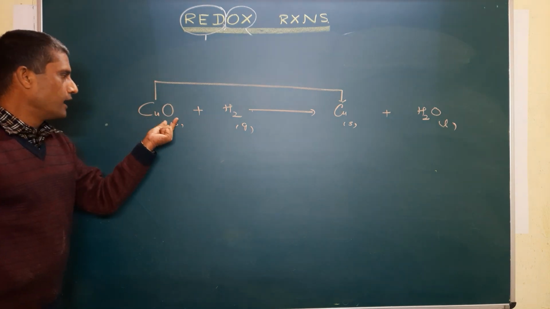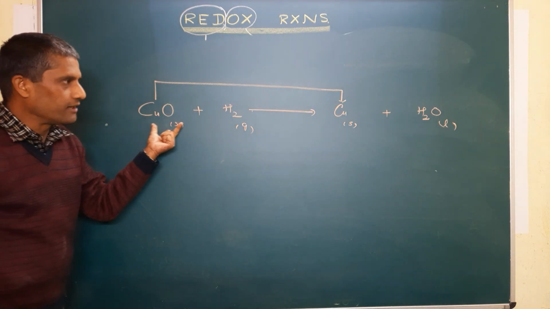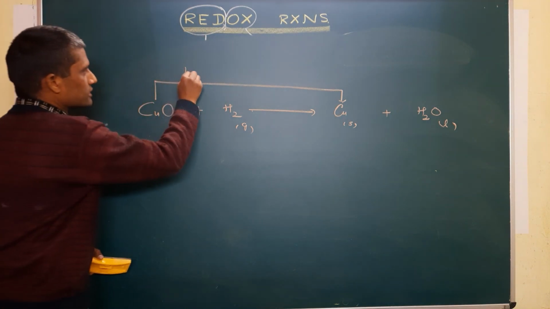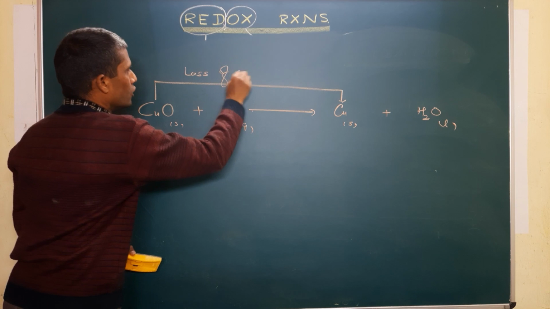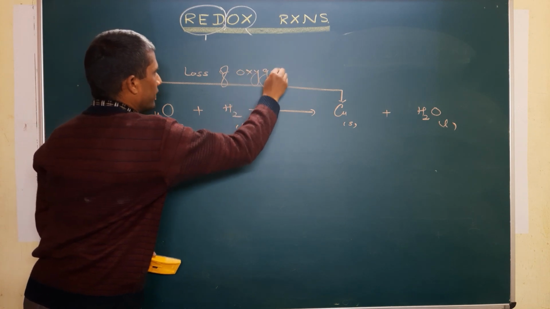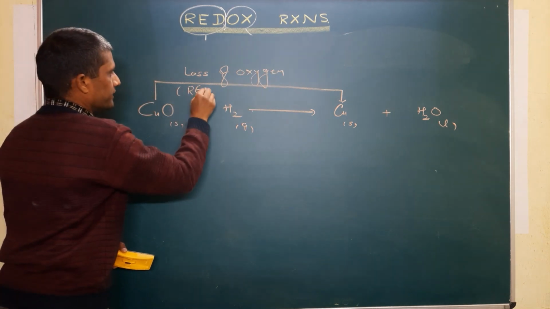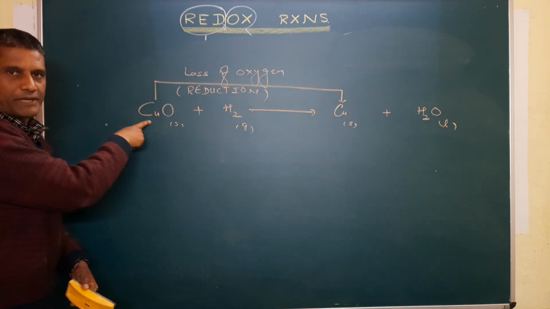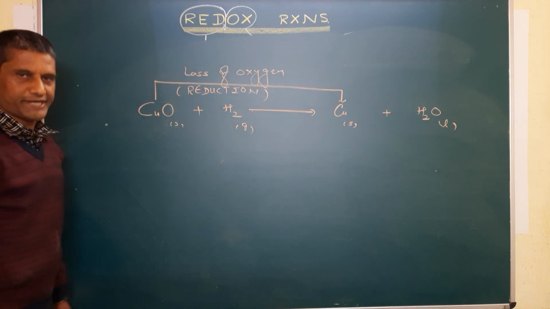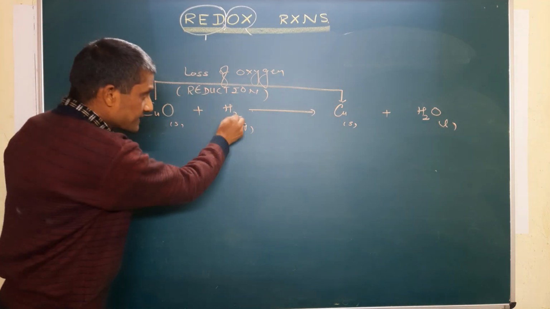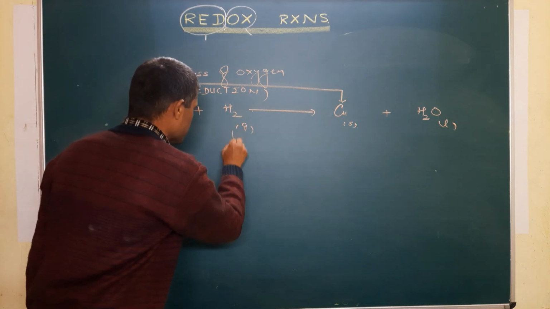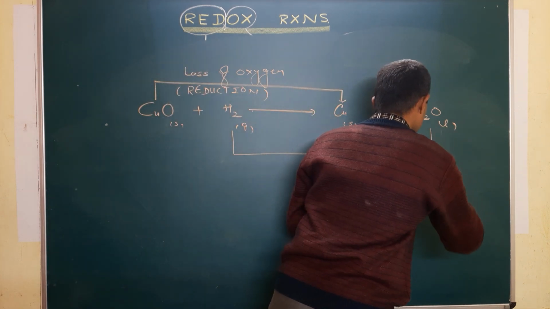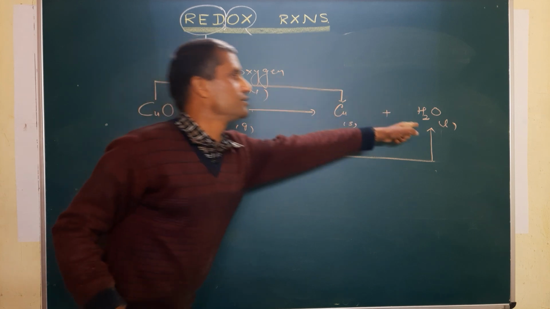Here it is copper along with oxygen, called cupric oxide, but here only copper is left during this chemical reaction. It means this is the loss of oxygen, and loss of oxygen is called reduction. It means cupric oxide is undergoing the process of reduction to give you copper. But what is happening to hydrogen? Hydrogen got converted into water.